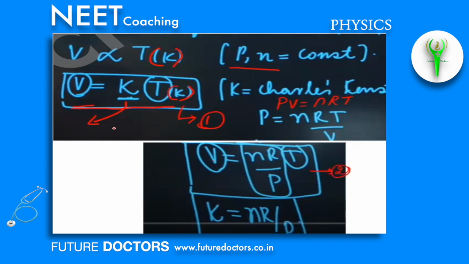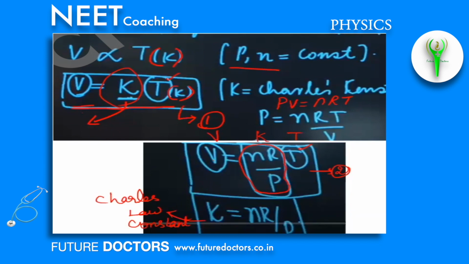Now when you compare, volume is on the left hand side, and temperature is also there. So this K is equal to nR by P. So it is V is equal to KT, and similarly here also V is equal to KT. So what is K? K is nR by P, the Charles law constant. So K is equal to nR by P.